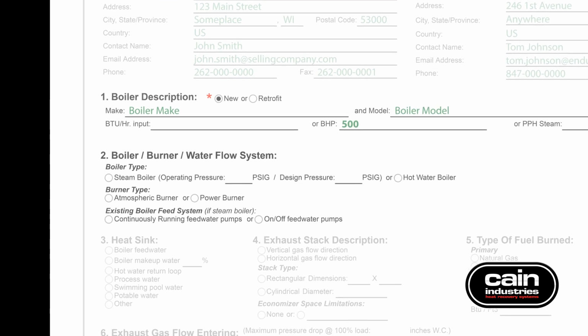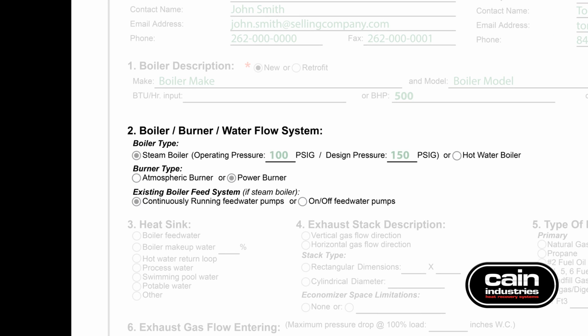Question 2. Boiler, burner, water flow system. Indicate what kind of boiler we're working with. The operating and design pressures are required for all steam boiler applications. Confirm if the boiler has an atmospheric or power burner. The type of feed water system is important to determine if additional equipment will be required to support economizer operations.